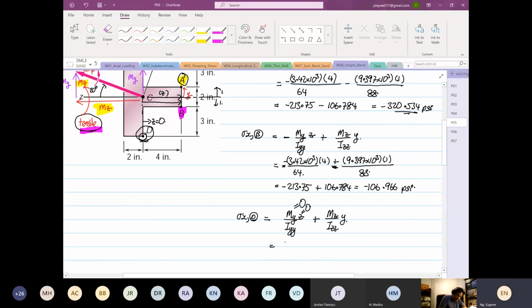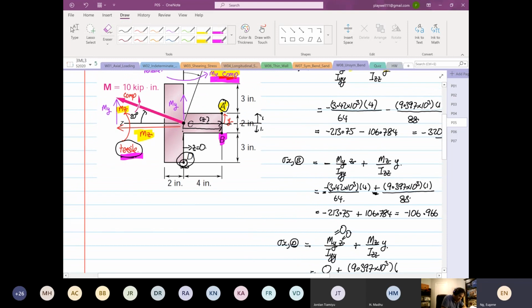So from here, you write down this will be equal to 0 plus mz. So mz is equal to 9.397 times 10 to the power 3. Izz is equal to 88. Y now, the Y distance is from here to here, from the centroid to here. This is your Y now. So that is equal to 3 plus 1.